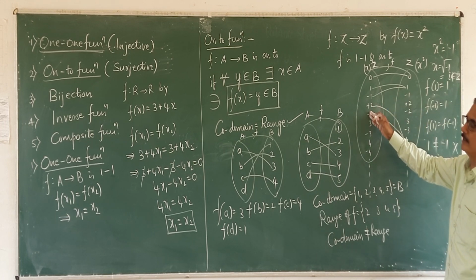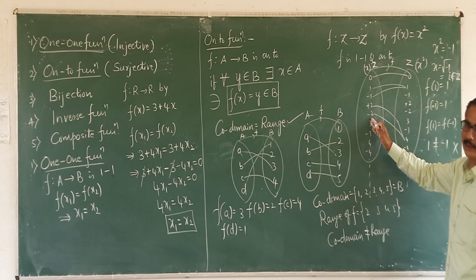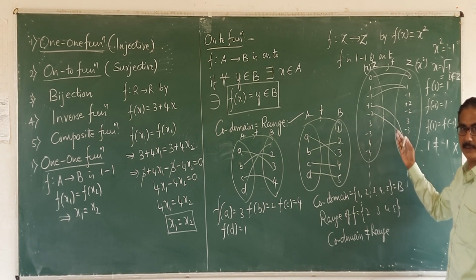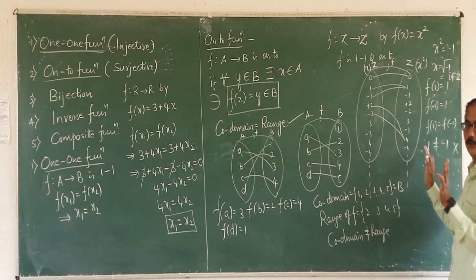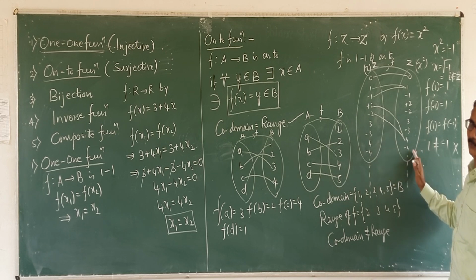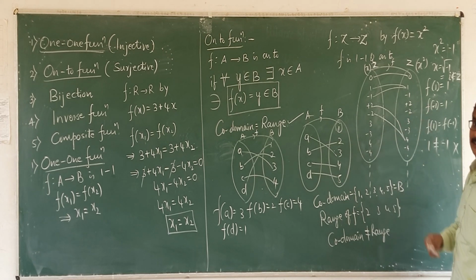So is it an integer? If you take minus 2, is there an image or not? Then if you take 3, is there an image or not? If you take minus 3, is there an image or not? So codomain is not equal to range. Therefore it is not onto. It is not 1-1. So remember, they will ask this in the final exam.